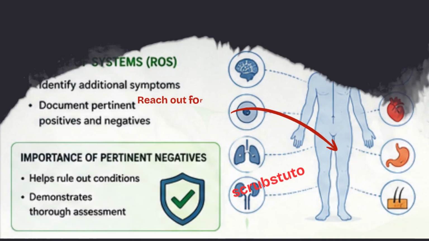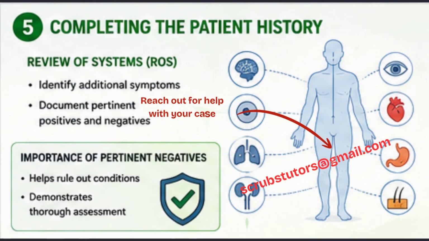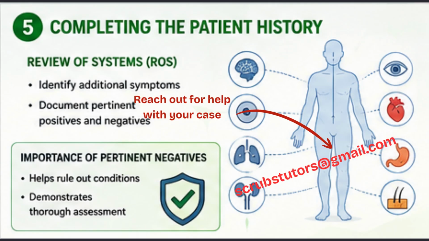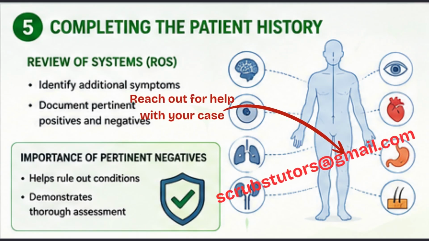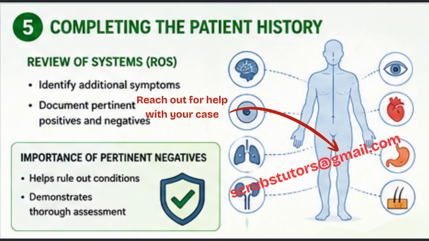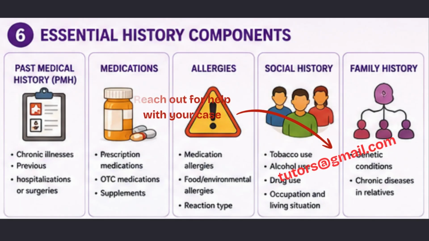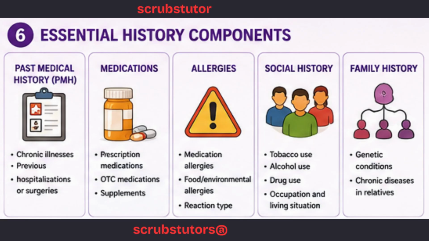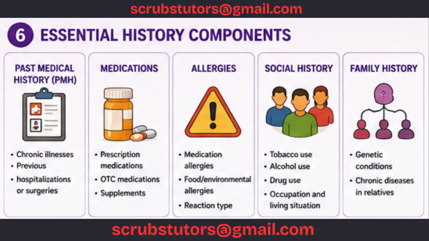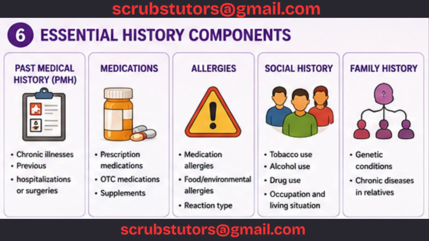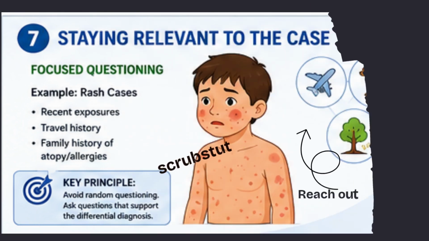Once your HPI is solid, move forward. Don't stop there. You need a complete review of systems, and you need to document pertinent negatives. That's where a lot of students lose points. Then cover the essentials: past medical history, medications, allergies, social history, and family history. But here's the key: stay relevant.